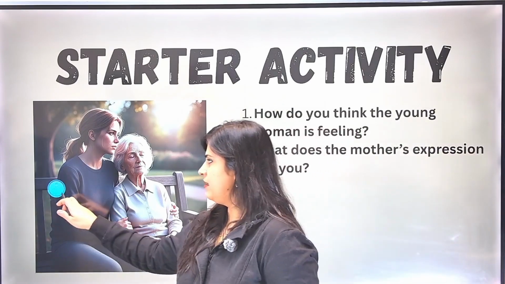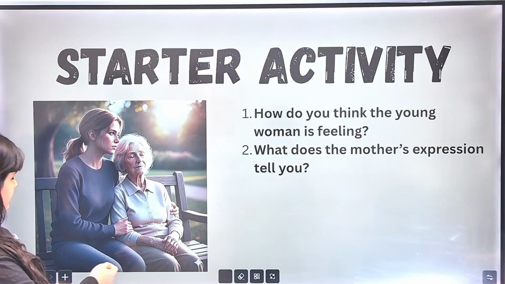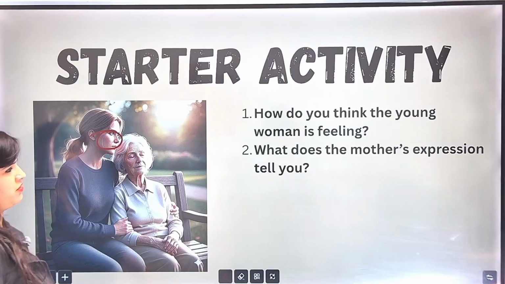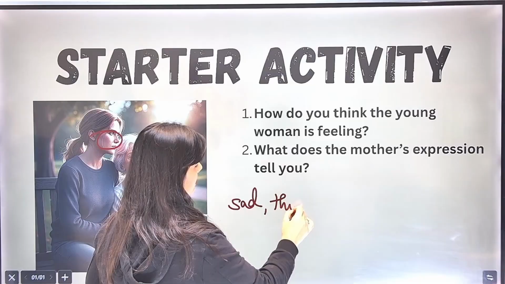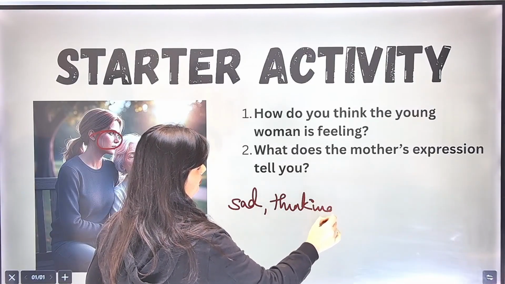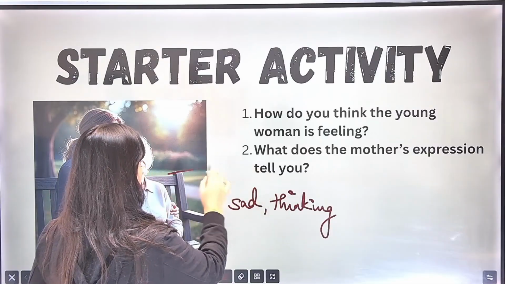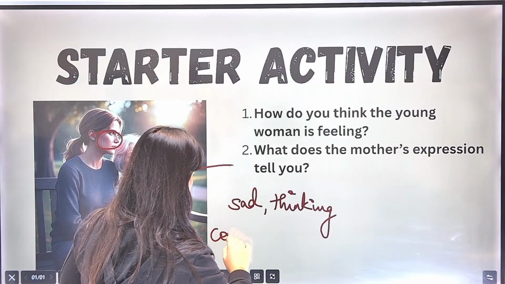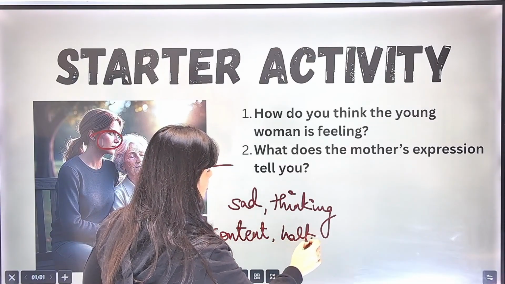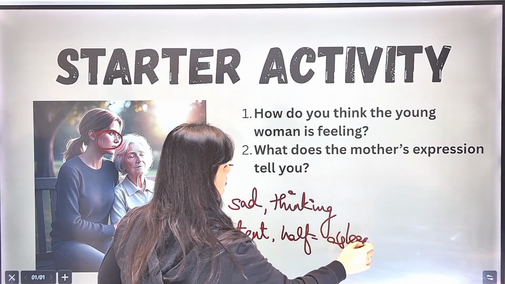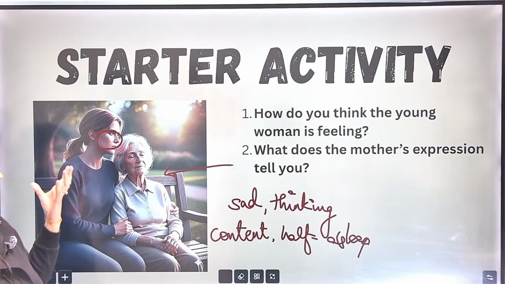See, in this picture, we can clearly see that the young lady seems to be sad. In the sense, we can also see that she is shedding a tear. She seems to be sad, and she seems to be thinking about something, right? And what does the mother's expression tell you? That she is very content, in the sense that she is half asleep, dozing off, right? She is, of course, really old. So that kind of thing is there.